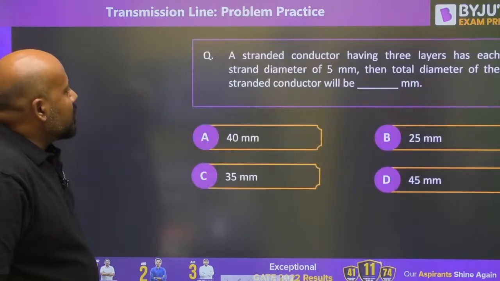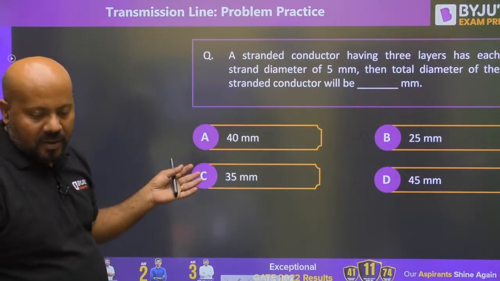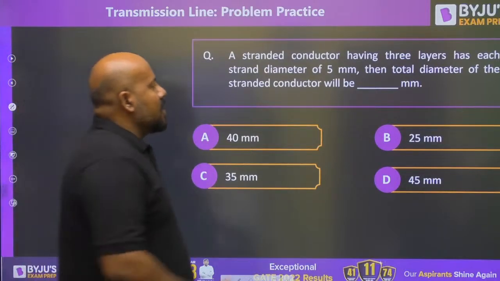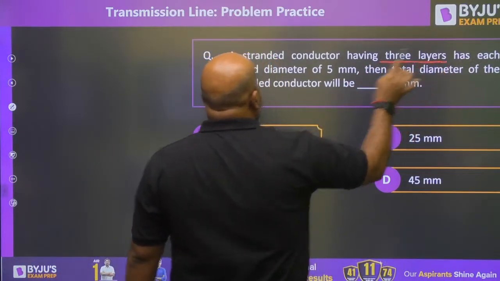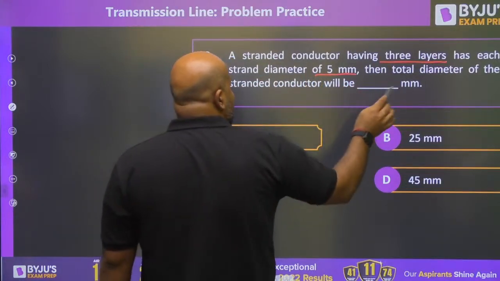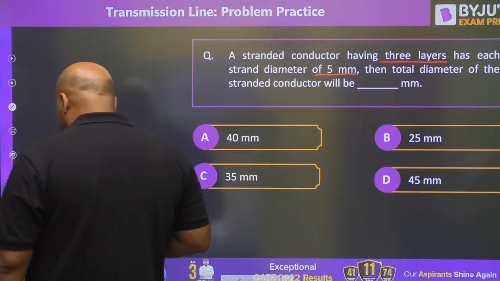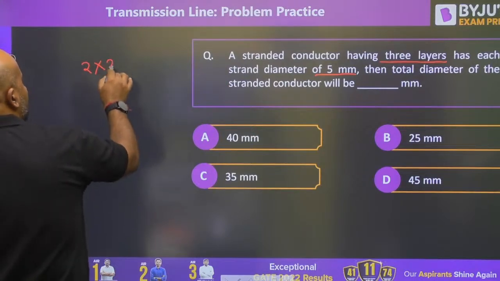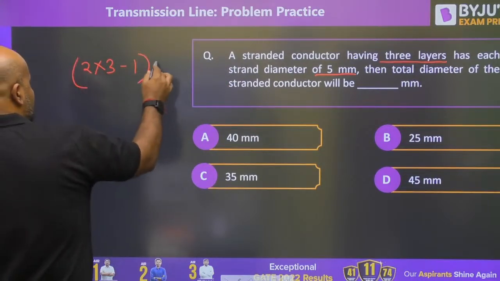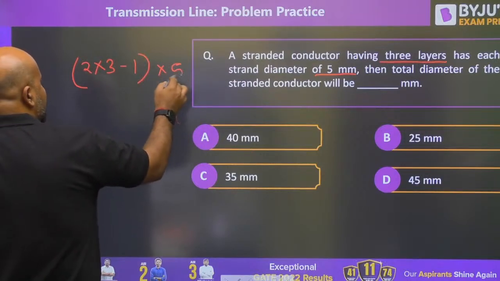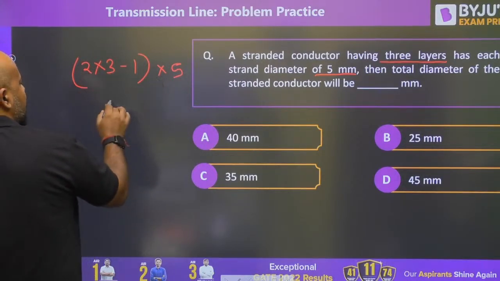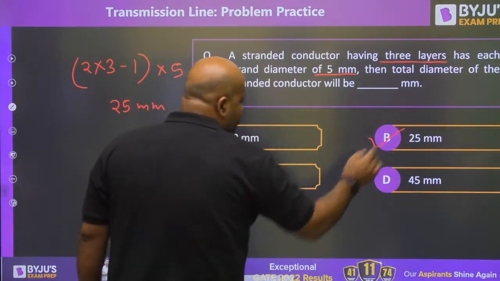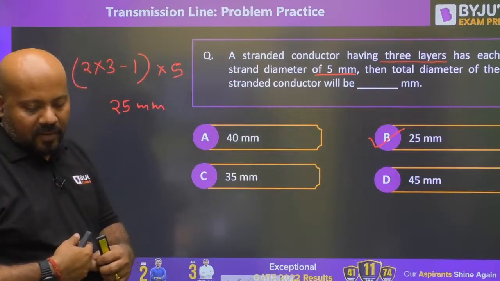So see the next question. He's talking about the total diameter. Now I think everybody can answer this. He is saying total 3 layers are there and each strand diameter is 5 mm. So what is going to be the total diameter of the stranded conductor? It is going to be 2n minus 1, where n is the number of layers, that is 3, times the individual strand diameter, which is 5. So 2 threes are 6, minus 1 is 5, so this is 25 mm. So what is the answer? B. Is it clear, everybody? Just tell me in the comment section.